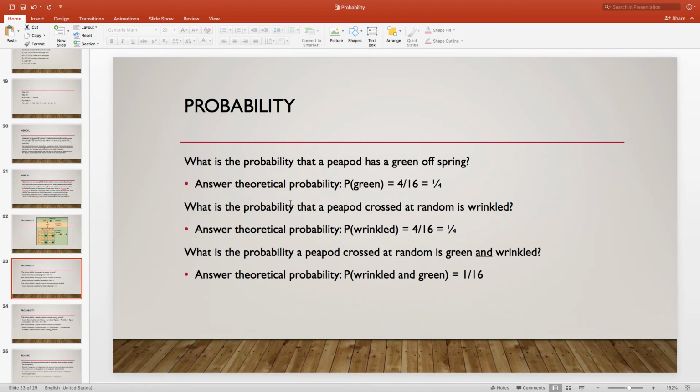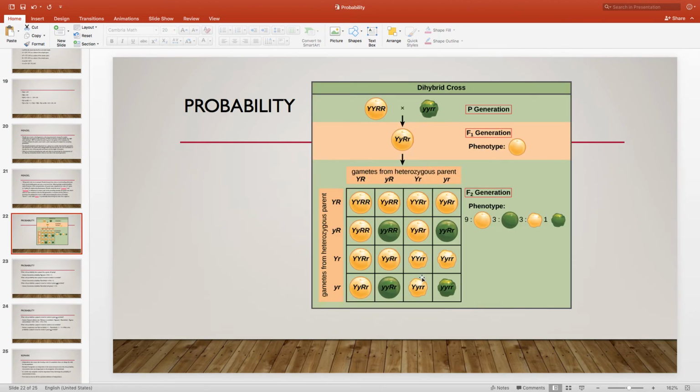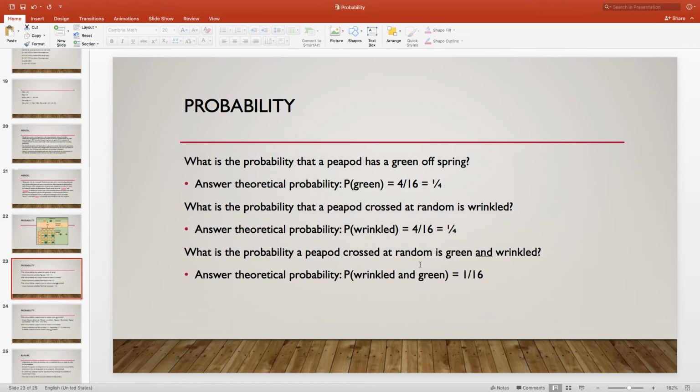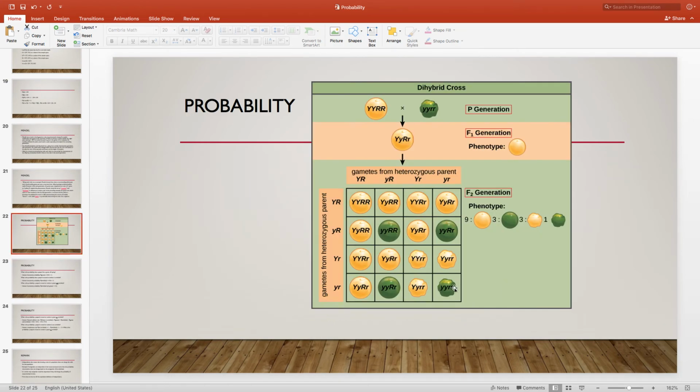I can ask you, what's the probability a pea pod crossed at random is wrinkled? So how many of these are wrinkled? All of these 4 are wrinkled. So it's again 4/16 or 1/4. Well, what's the probability it's green and wrinkled? That's much less common. There's only one way to get a green wrinkled one.